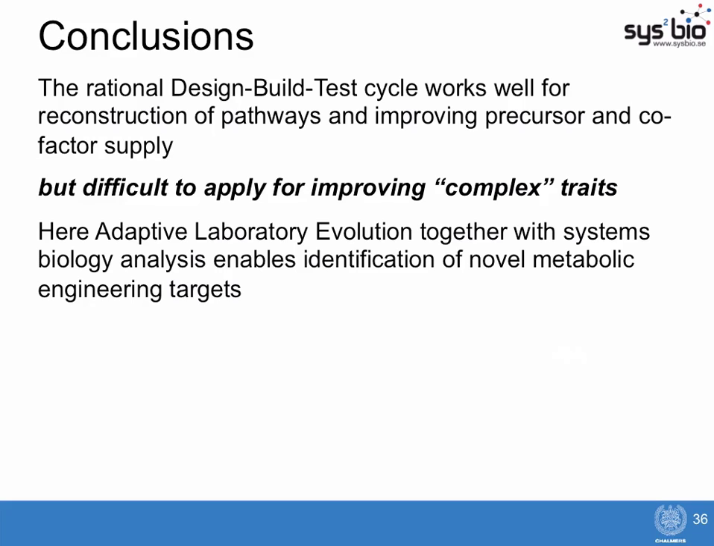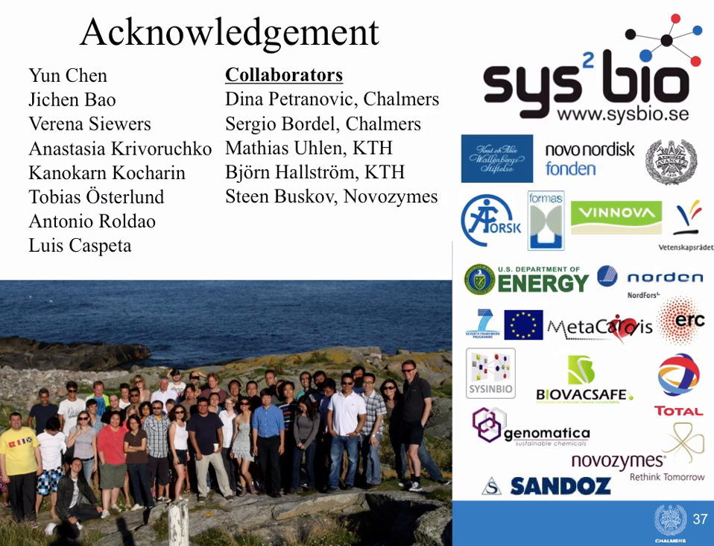So with that, let me come to my conclusions here. The rational design-build-test cycle works very well when we're talking about reconstruction of pathways and improving precursor and cofactor supply typically. But it's more difficult, of course, to apply when we talk about improving complex traits. And here I hope I demonstrated to you that AIChE is a very powerful tool. And in some cases, we can really find single key driving point mutations that can then be integrated in a clean strain and thereby confer the phenotypic trait that we are interested in.